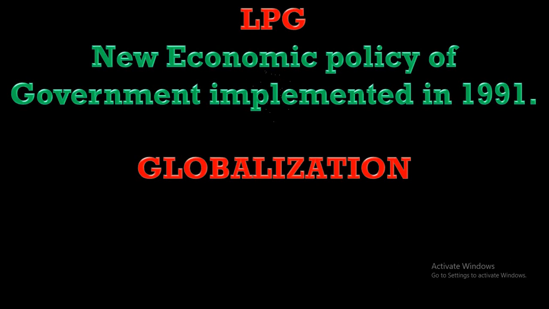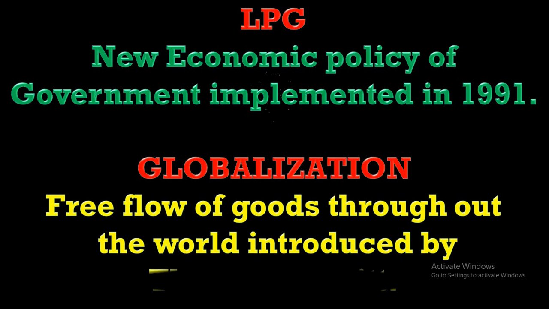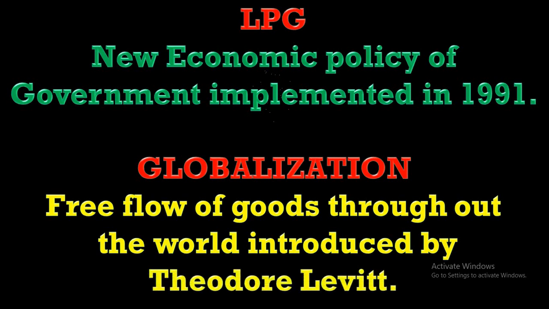It's a new economic policy that has been implemented by the Indian government in 1991. But this new economic policy was strengthened in 1994 through the Dunkel Act. What is globalization? Free flow of goods throughout the world, a term introduced by Theodore Levitt. What do you mean by free flow of goods? Any country can have its own products sold in other countries, where they have ties between them with agreements and treaties. That is free flow of goods through globalization.